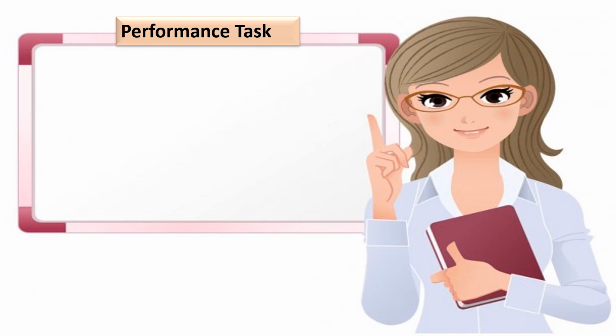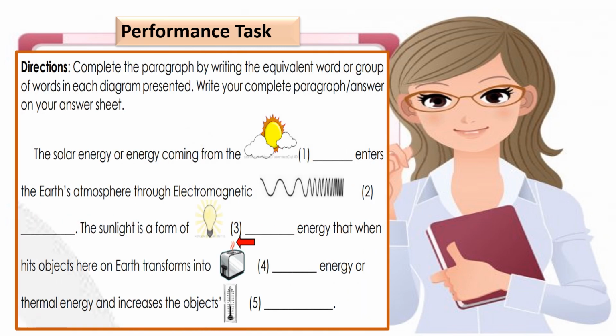Okay, so you have learned about energy transformation. So this time, let's have the performance task. You will complete the paragraph by writing the equivalent word or group of words in each diagram presented. So write your complete paragraph or answer on your answer sheet, children. Okay, so all you have to do is to copy this one. Then after answering it, take a picture, then attach it into our Google Classroom.